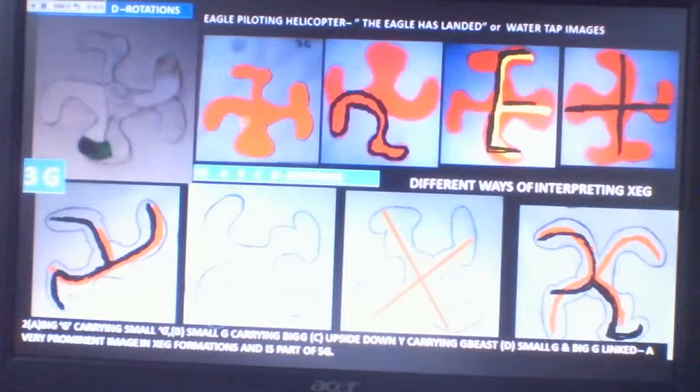And then the other thing is like a water tap. And I've shown you again how to interpret SEG. You see E, you can interpret E in different ways. Take the hand up there or make it short like normal.